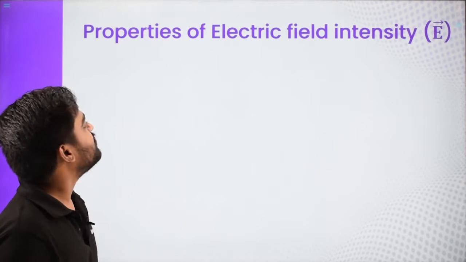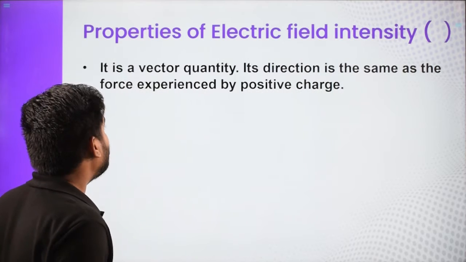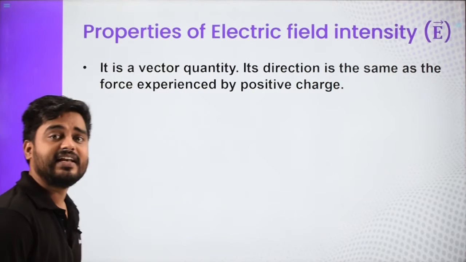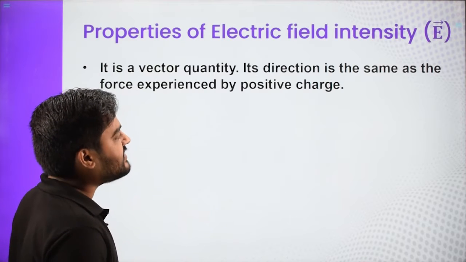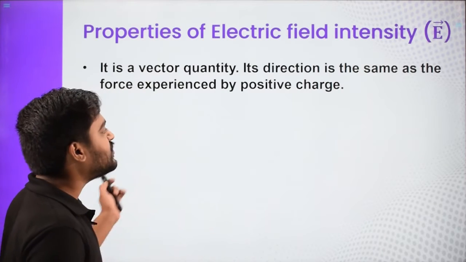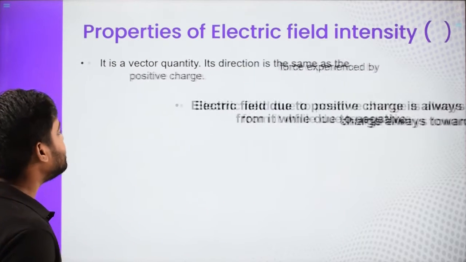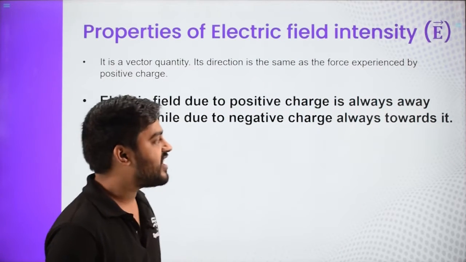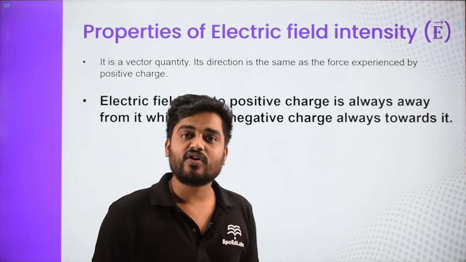Now let us discuss properties of electric field intensity. So first, it is a vector quantity. Electric field strength, or electric field intensity, is a vector quantity and its direction is same as the force experienced by positive charge, not the negative one. And next, electric field due to positive charge is always away from it, while due to the negative charge is always towards it.